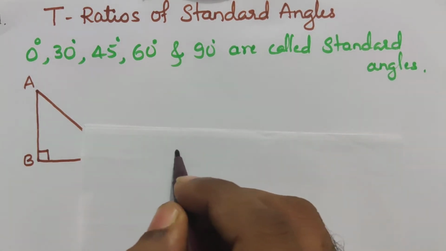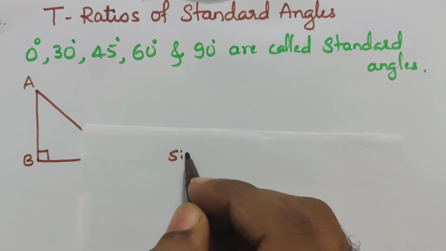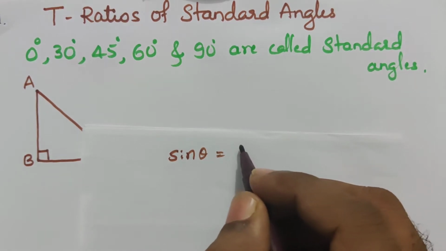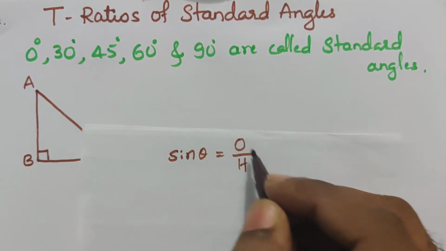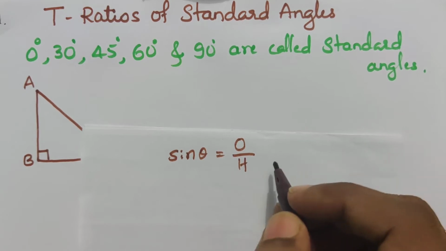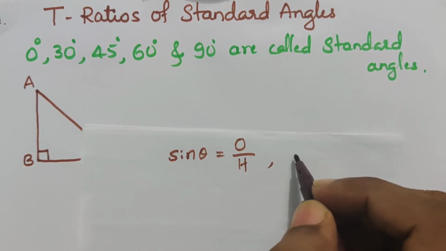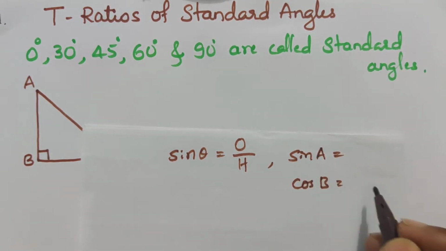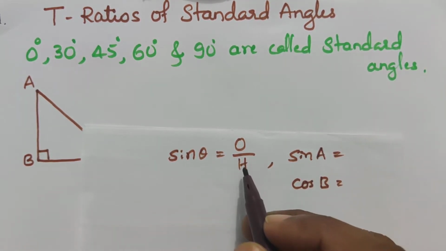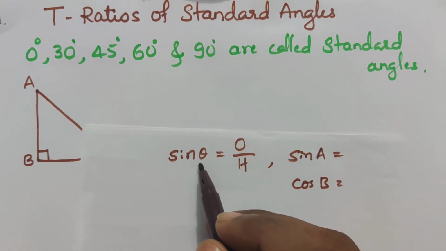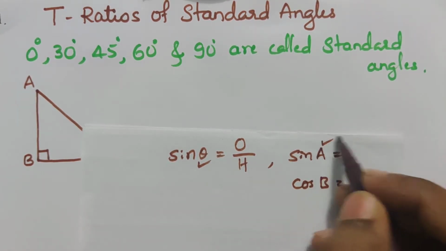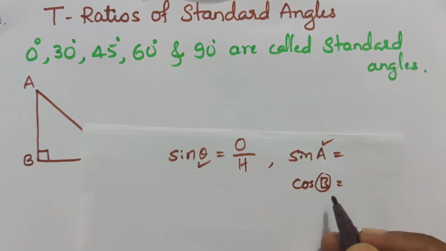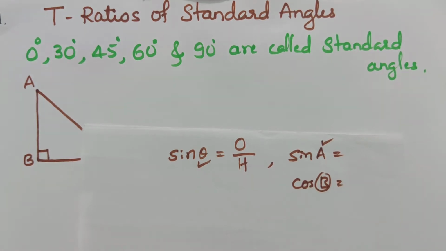As you have already seen, the ratios like sine of some angle theta equals opposite by hypotenuse, whatever side it is, depending on the triangle and the sides. And sometimes you have studied sine A equals something, or cos B equals something. Now what if in place of theta or A or B some angle appears? It may be any number for that matter.